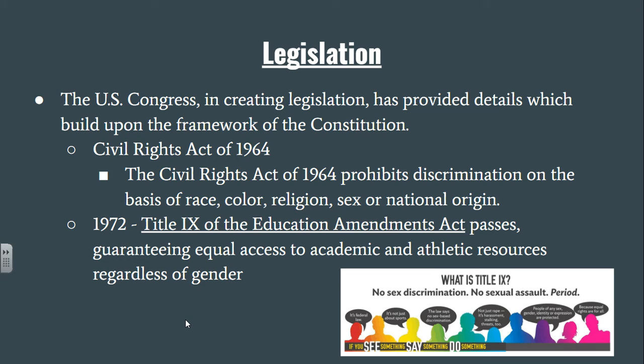Civil Rights Act of 1964, okay, is a piece of legislation. Prohibits discrimination on the basis of race, color, religion, sex, or national origin. All right, this is still something that is used today. So in the workplace, okay, anything that receives any type of government funding is a part of what this is talking about.